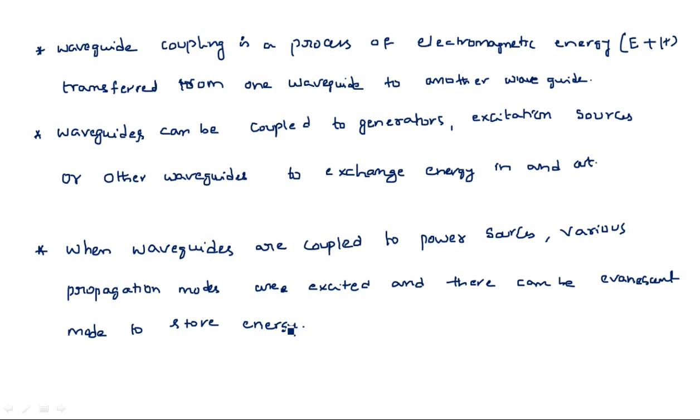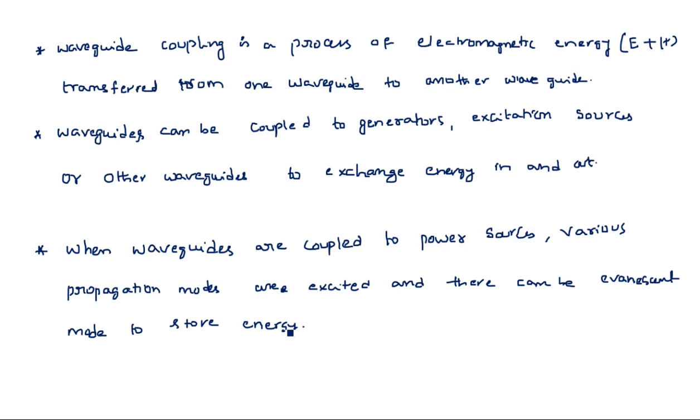So what are the different types of coupling mechanisms? Till now we have seen what coupling means and how to couple the power from one waveguide to another waveguide, and what could be the different sources of coupling. One waveguide to another waveguide we can couple, one waveguide to a power source we can couple, one waveguide to an excitation source or any other generators we can couple. So now, what are the different types of coupling mechanisms?